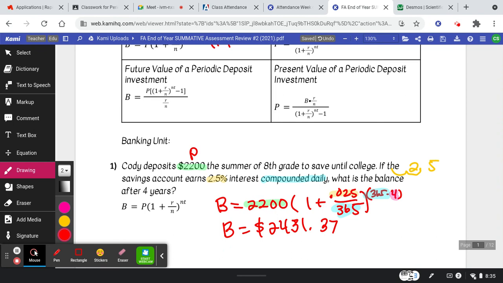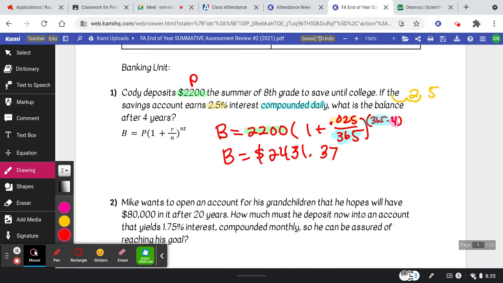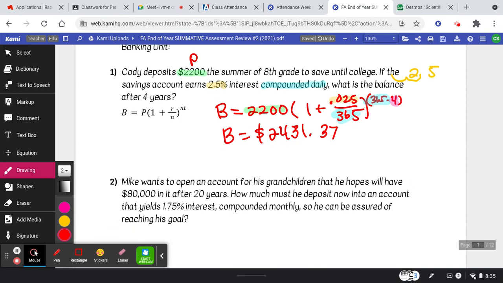Here we go to number 2. I'm now moving over to Francis. Francis, Mike wants to open an account for his grandchildren that he hopes will have $80,000 in it after 20 years. How much must he deposit now into an account that yields 1.75% interest compounded monthly so he can be assured of reaching his goal?